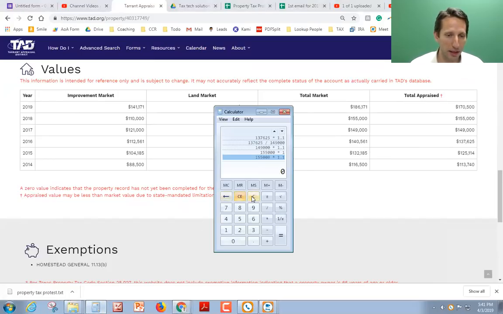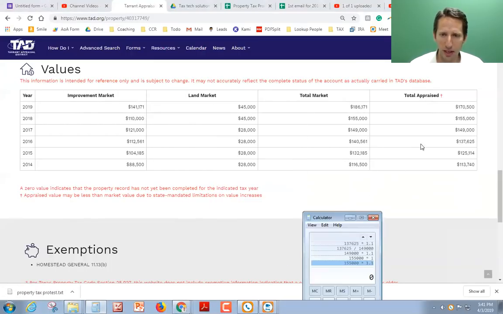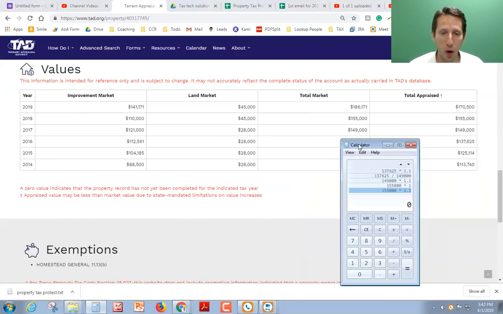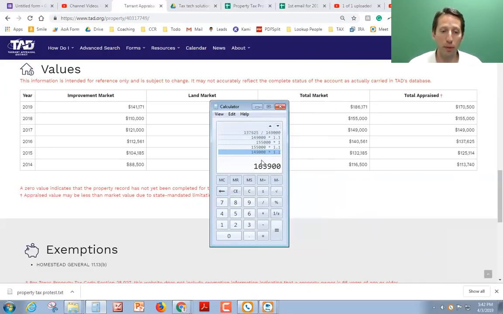All right, so let's just go through this. I'm going to pull up a calculator. I've already done some of the math here. Let's start with this year right here, $149,000. They think it's worth $149,000, and I'm getting taxed on $149,000. The next year, I'm going to get taxed on $155,000, and they think it's worth $155,000. The only reason that's true is because it didn't increase more than 10%. Let me show you the math on that. If I take $149,000 and increase it by 10%, that gives me $163,900. As long as they think my house did not go up above $163,900, it stayed below the cap. That $163,900 is the cap for 2018.